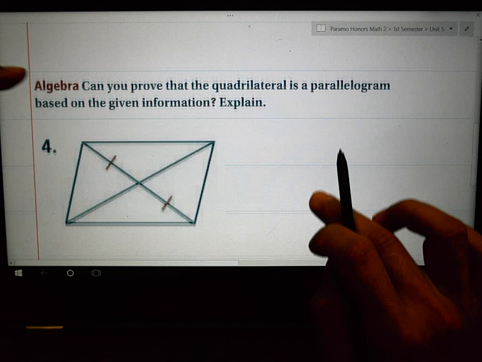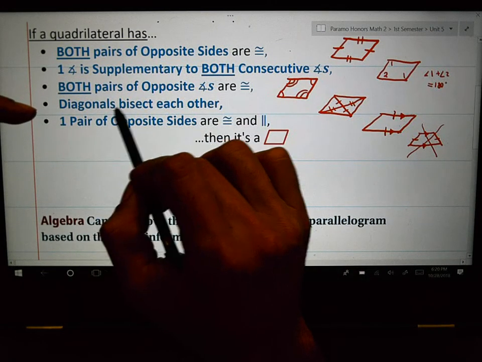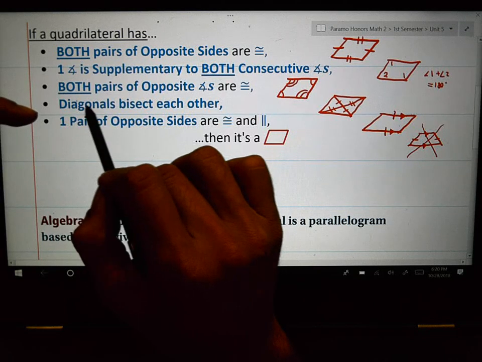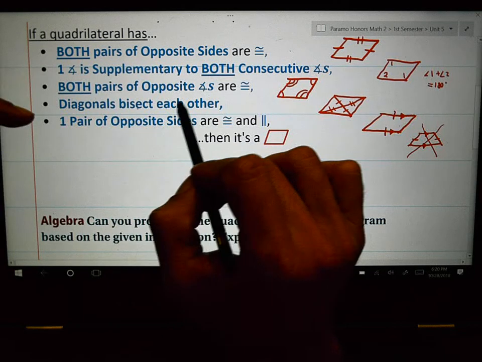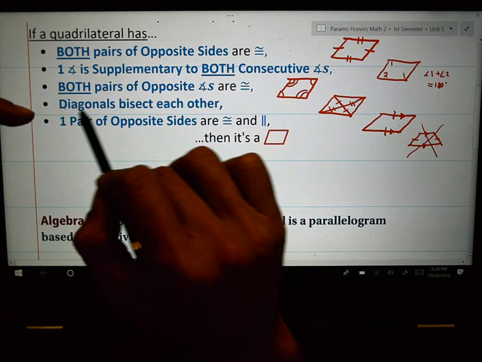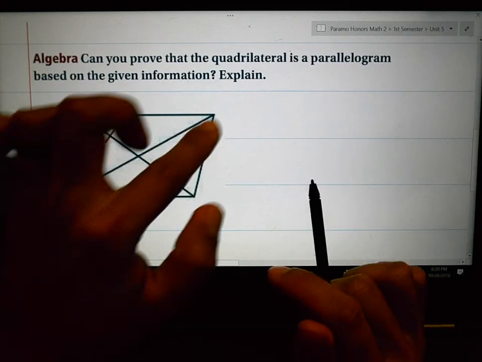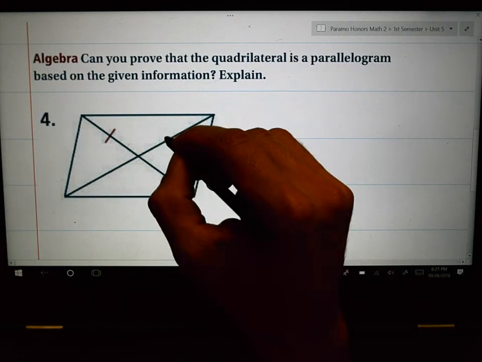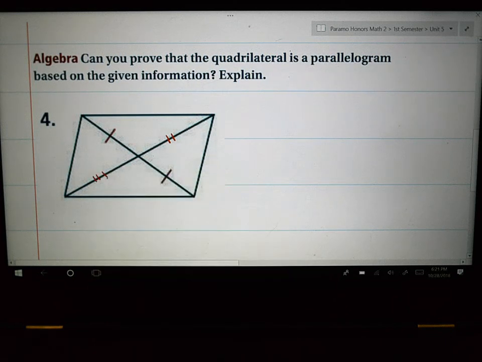I'm going to go back up to what we wrote. Let's see. The diagonals bisect each other. Do you notice that this is plural? Diagonals bisect each other. That means that both have to bisect each other. We only know that this one bisects. This could be 2. This could be 3. That'd be a funky shape.